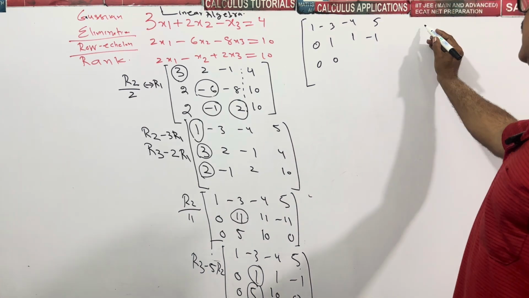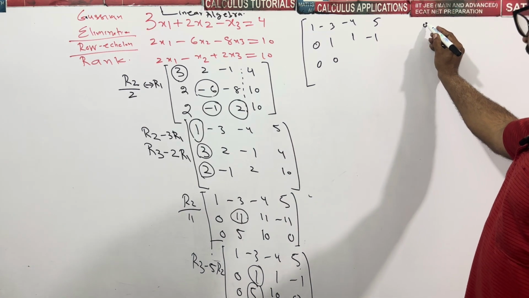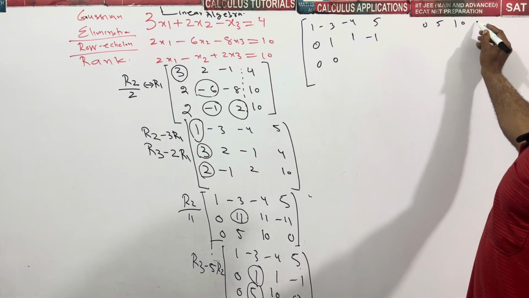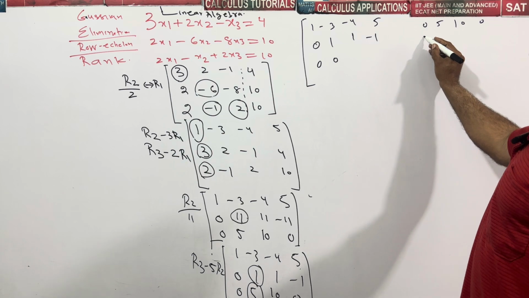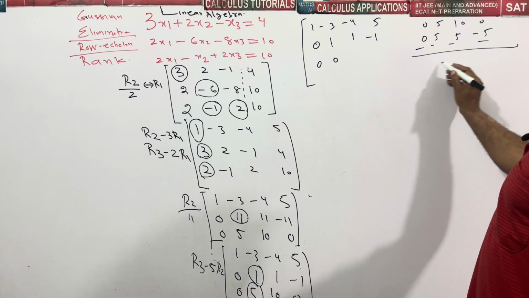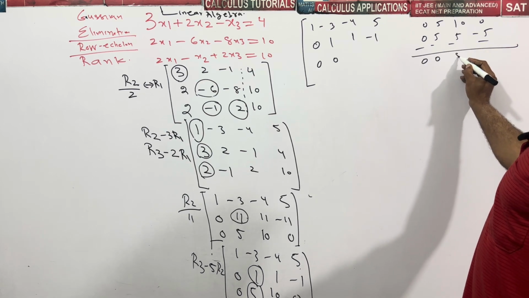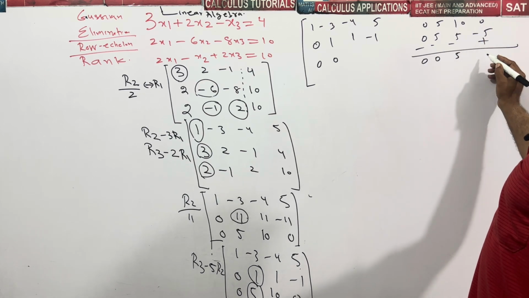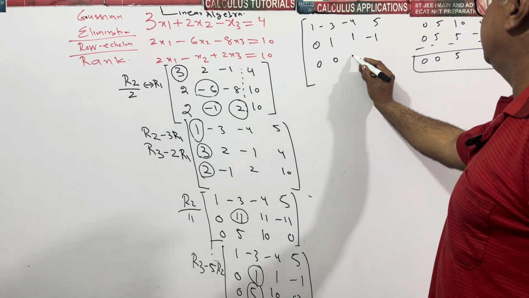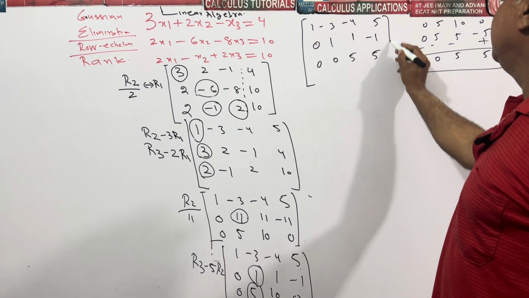Let me do rough work again. R3: 5, 10, 0. Multiply R2 by 5: 0, 5, 5, minus 5. Subtract, we have 0, 0, 5. We have to change the symbol, it will become positive 5. Now this is the entry for our third column, third row.